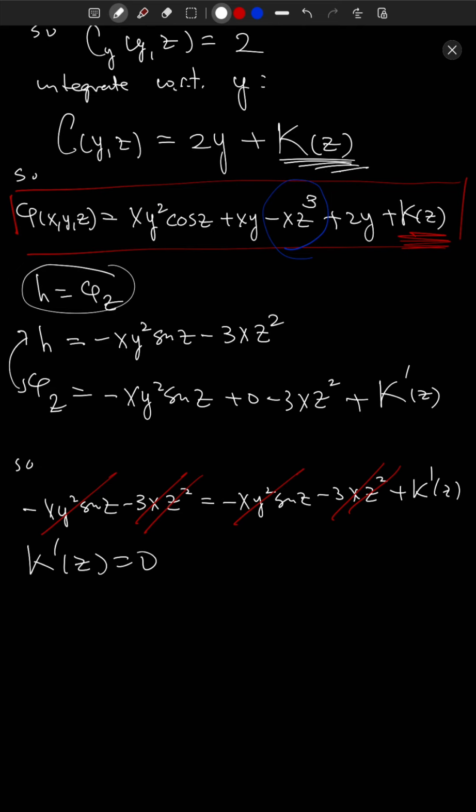Okay, normally you expect it to be something in terms of z, right? If it was a more generic problem, but in this case, it turns out pretty nice. And so what does that mean? That means we can integrate both sides with respect to z, right?